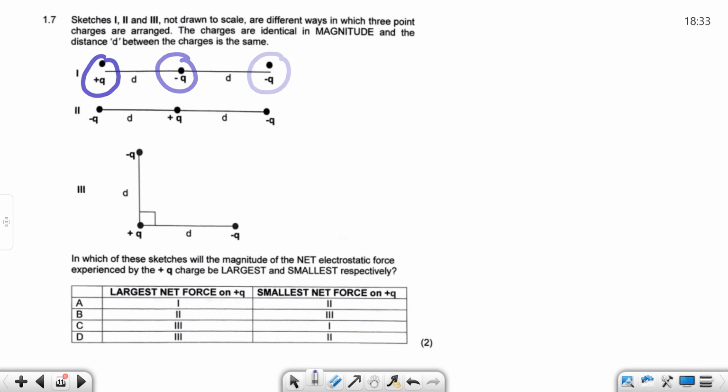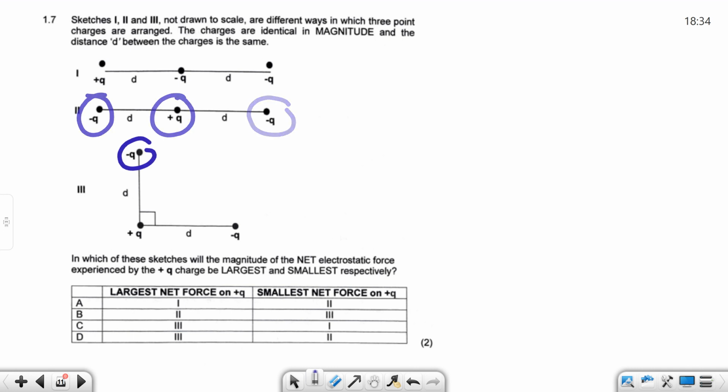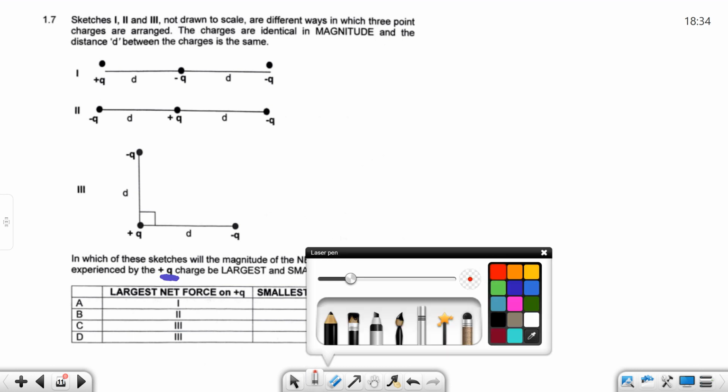Okay, let's read the question. Negative, positive, and this one is at an angle of 90 degrees. In which of these sketches is the magnitude of the net electrostatic force experienced by the positive charge the greatest? We're focusing on the positive. Let me put a red on it.